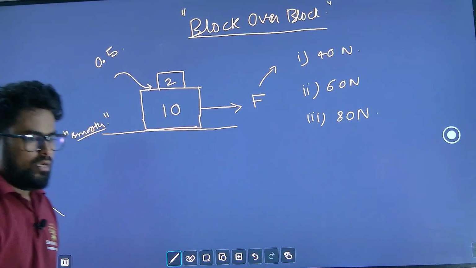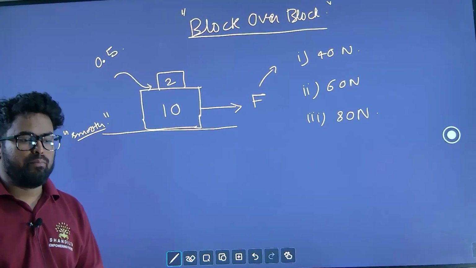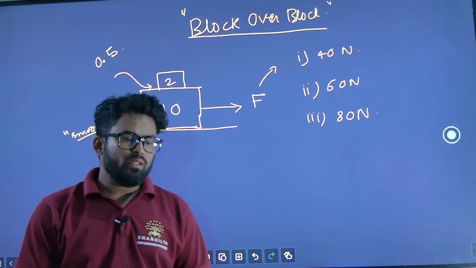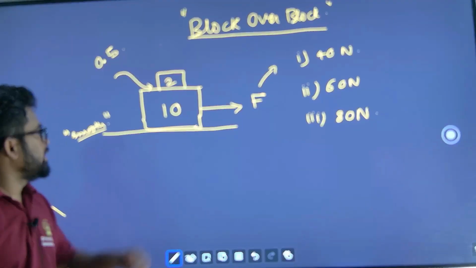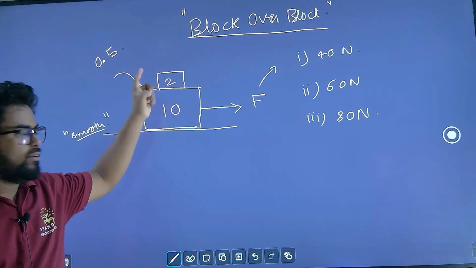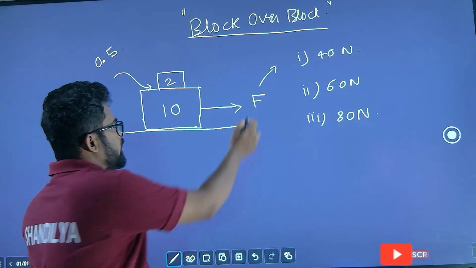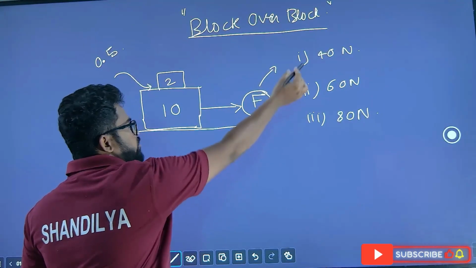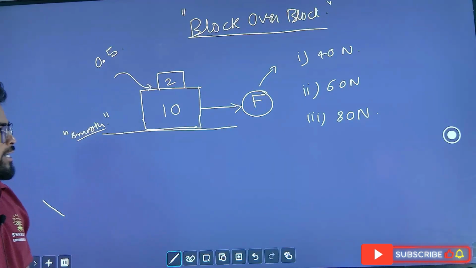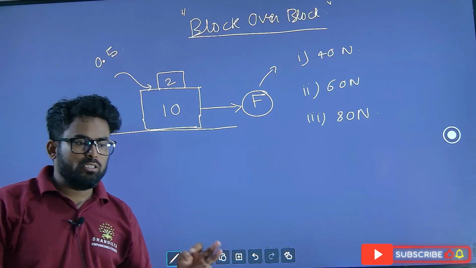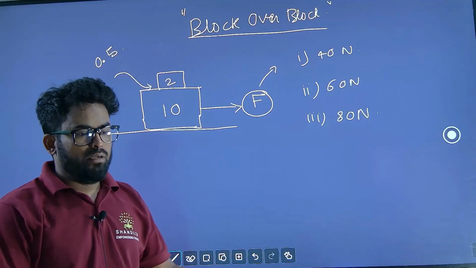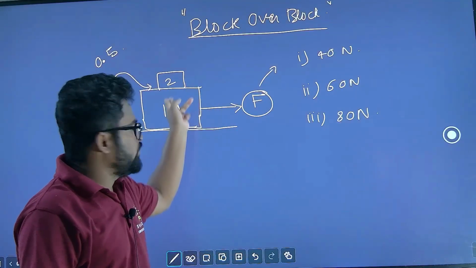Okay, so let's see this question. It's a very conventional type of question, a block over block problem in friction. We have two blocks here, 10 kilogram and 2 kilogram, and we are applying a force F on the 10 kilogram, whose values are differing: 40 Newton, 60 Newton and 80 Newton. In all three cases, we have to find out the acceleration and friction between these two blocks.